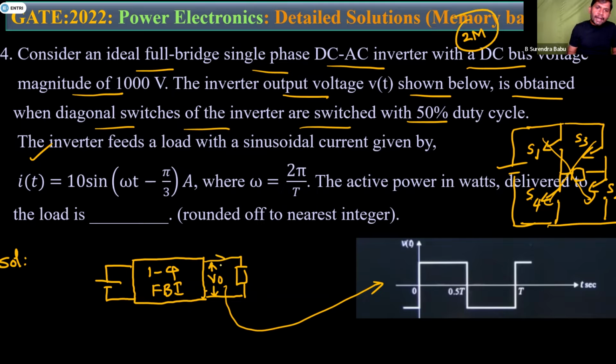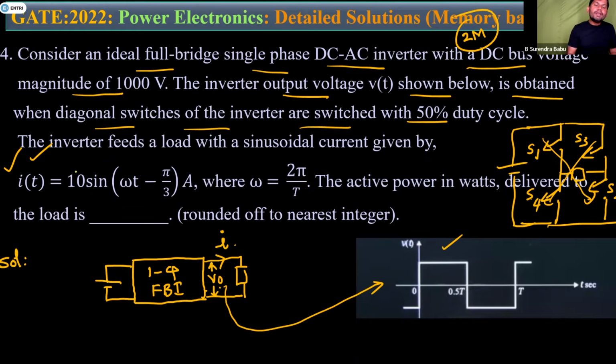Now the output current of the inverter is I. That is given. Now you know the voltage and you know the current. Then you find the power delivered to the load. Power delivered to the load means active power delivered to the load. But it is not a pure sinusoidal, students.